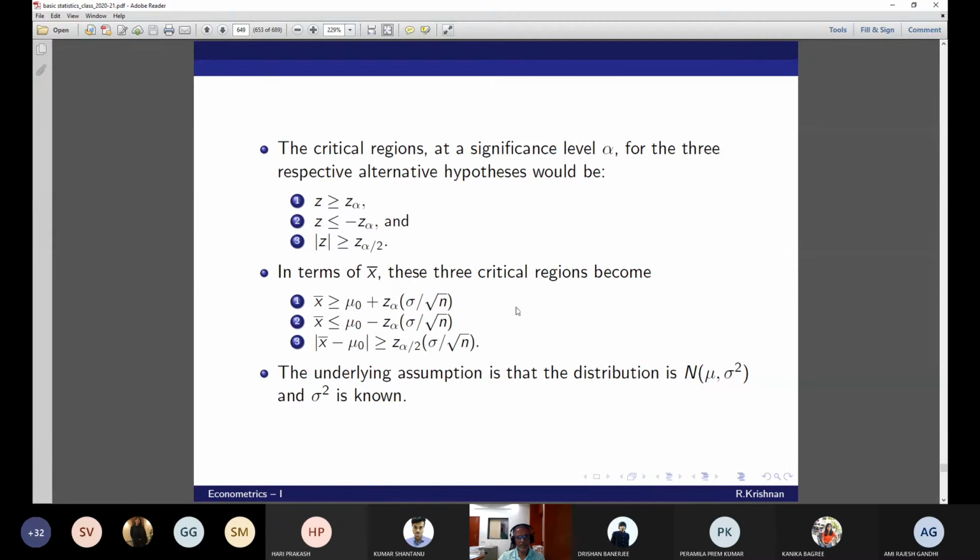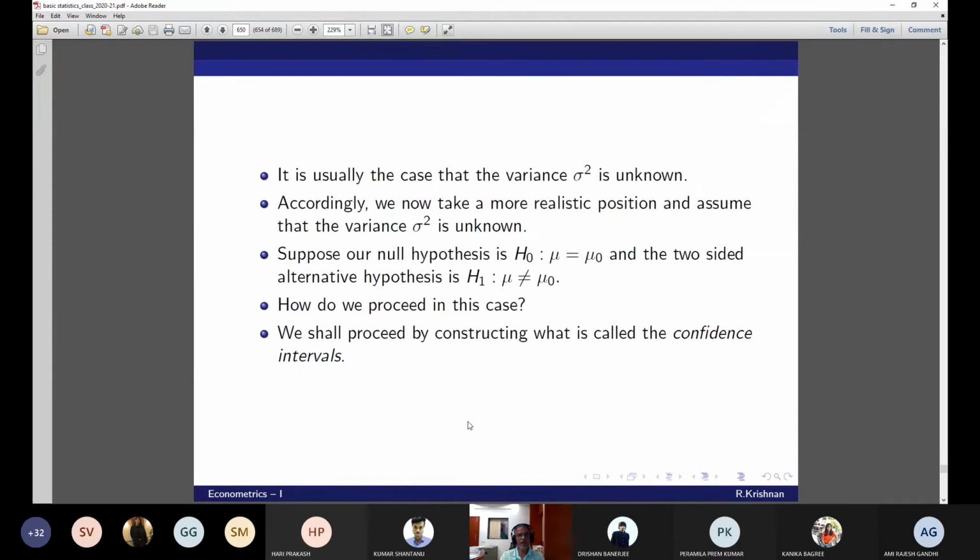In terms of x bar, these critical regions become: x bar is greater than or equal to mu 0 plus Z alpha sigma by root n; x bar is less than or equal to mu 0 minus Z alpha sigma by root n; and the mod of x bar minus mu 0 is greater than or equal to Z alpha by 2 sigma by root n. This is how you convert them. The underlying assumption is that the distribution is normal and sigma square is known. Again, I'm repeating it.